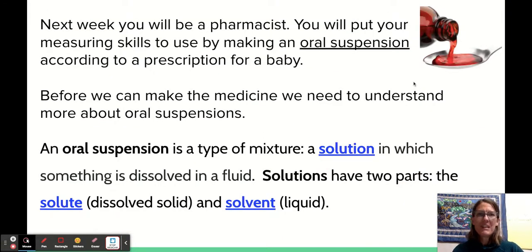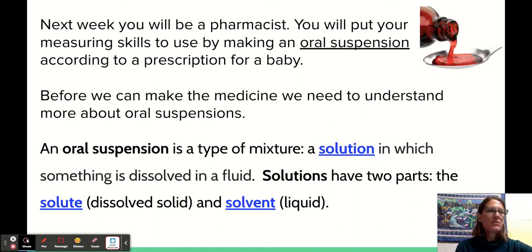Next week, you will be a pharmacist. You will put your measuring skills to use by making an oral suspension according to a prescription for a baby. Before we can make the medicine, we need to understand more about oral suspensions. An oral suspension is a type of mixture. It's a solution in which something is dissolved in a fluid. Solutions always have two parts, the solute or dissolved solid and the solvent, the liquid.